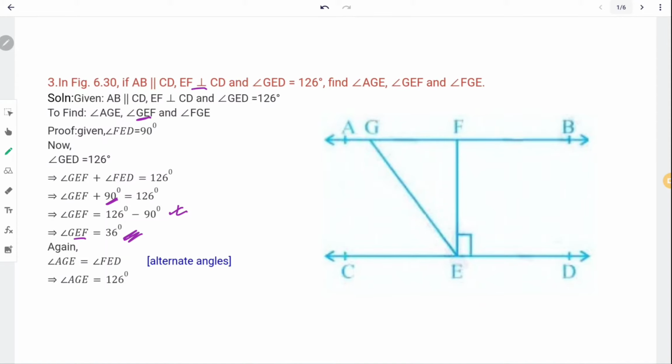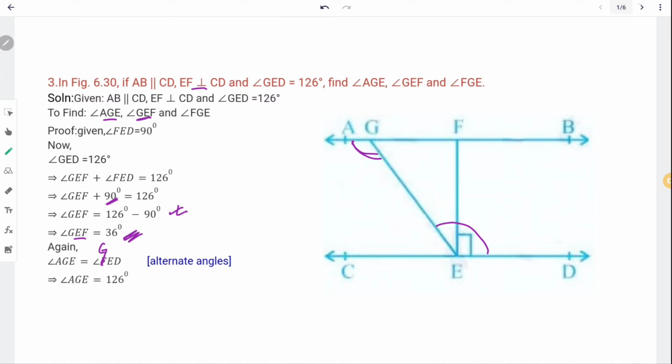All right, so next let's find angle AGE. So angle AGE is this, right? But can we say that this angle and this angle are equal? So it will be GED. These two angles are equal. Why? Because they are alternate angles.